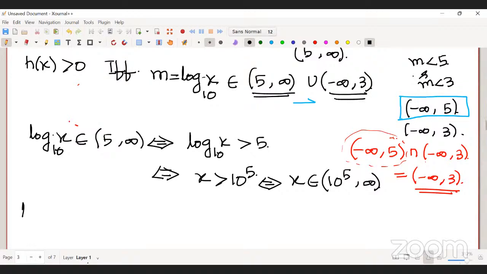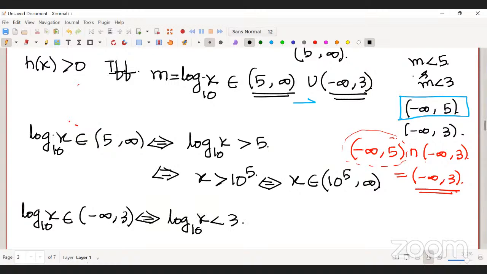So by the same argument, I can say that log x less than 3 is basically in between minus infinity to 3 if and only if log x is less than 3, right? Which is same as x less than 10 to the power 3. Okay, that's why 10 to the power 5, 3 came, which is same as minus infinity to 10 to the power 3.